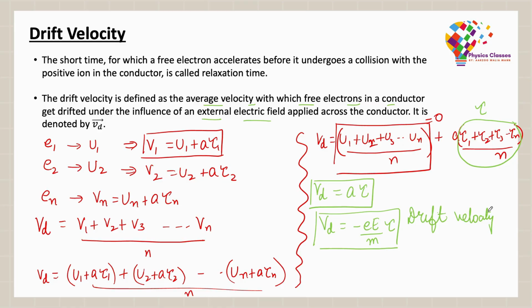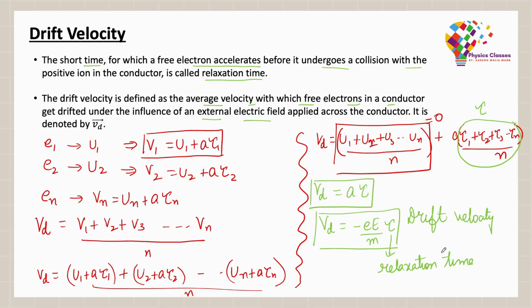Now, as I told you earlier, the electron would be accelerated only for that time duration till the time it's not suffering a collision. The moment it suffers a collision, the velocity drops to 0. So the short time for which a free electron accelerates before it undergoes a collision with a positive ion is what we call relaxation time. So this tau over here is nothing but the relaxation time. And I've taken the average of all the taus, so it is the average time for which the electron is accelerated. So over here we have derived a relationship for drift velocity.